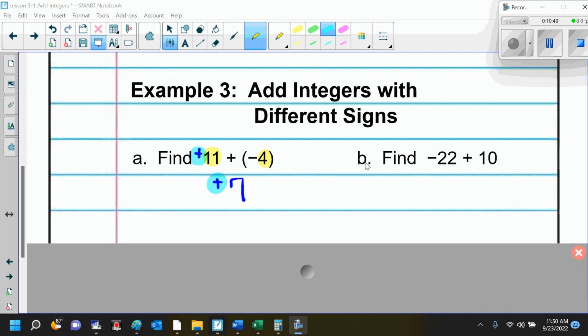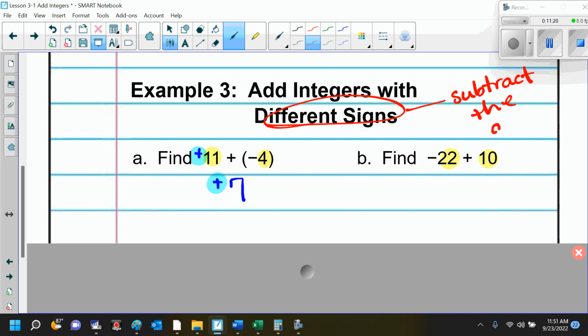So, for example, 3B, we have negative 22 plus 10. So, again, what do I need to do with those digits? You subtract them. Different signs, we subtract. Maybe you should write this in your heading: different signs, subtract the digits. So 22 minus 10, of course, is 12. And then we're going to look at the sign. Which one of these is bigger? 22 is bigger. So the sign of this 12 is going to be negative. So negative 22 plus 10 is negative 12.